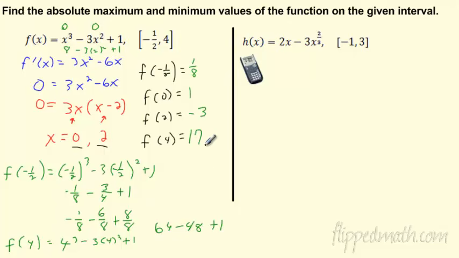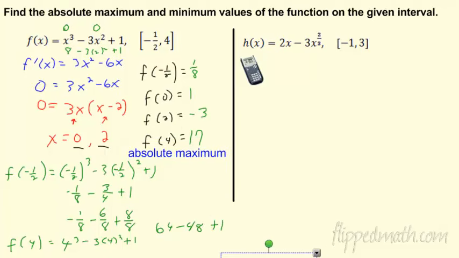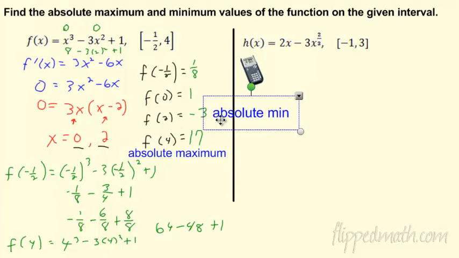So what do I have going on here? Who's the biggest point? Well, 17 is the biggest. So this guy right here is my absolute maximum. What is my lowest point? Looks like negative 3. So he is my absolute minimum. This guy is the absolute minimum right there.